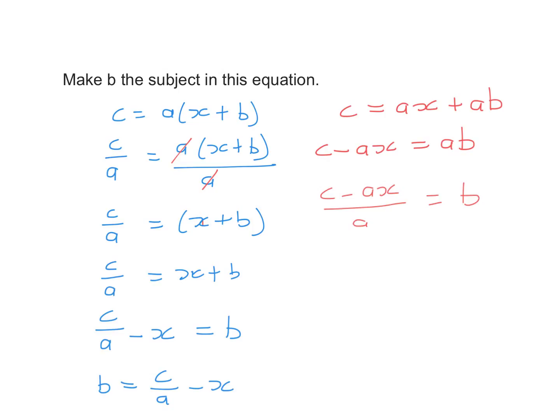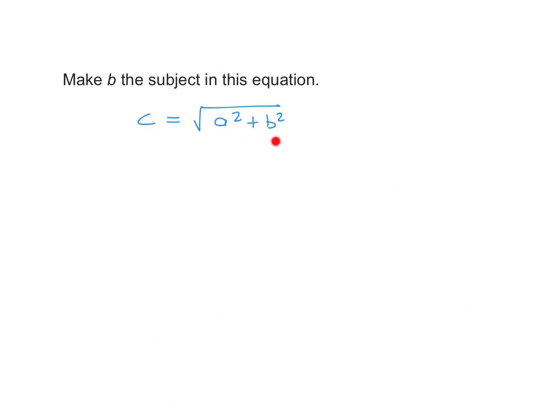So that's the second way that you could solve that equation and make b the subject, b equals (C minus ax) over a. Alright, so that's the first way over here, and this is the second way. Both are absolutely correct.